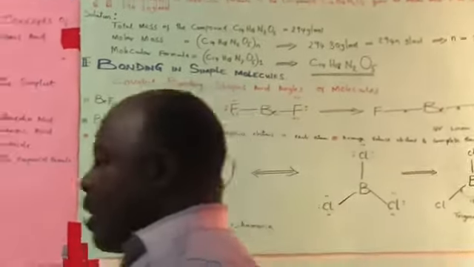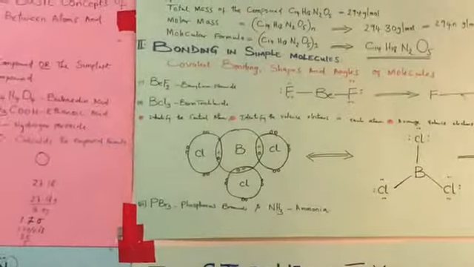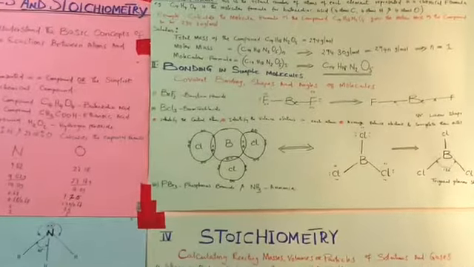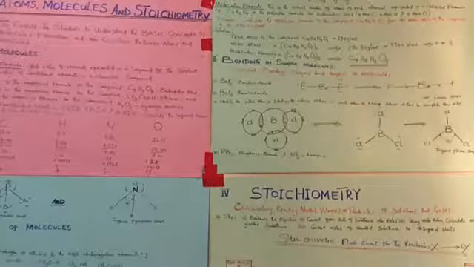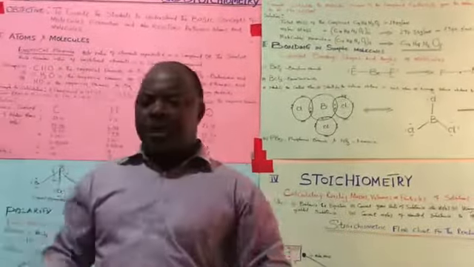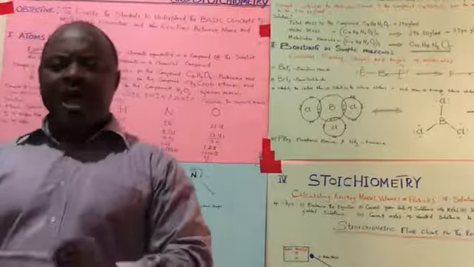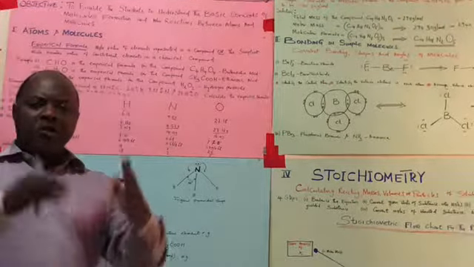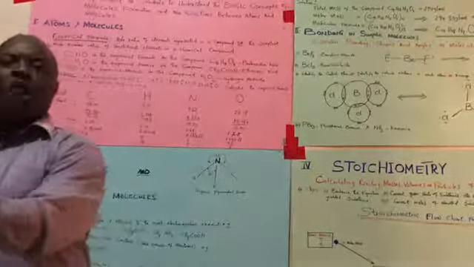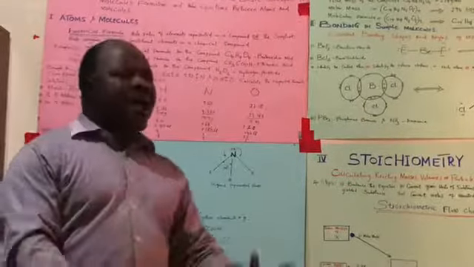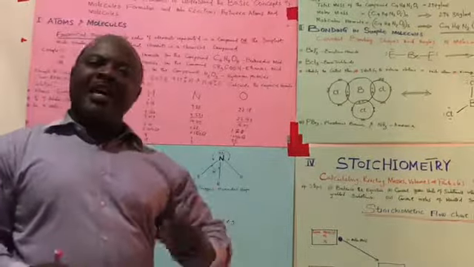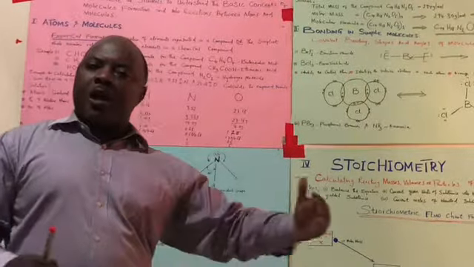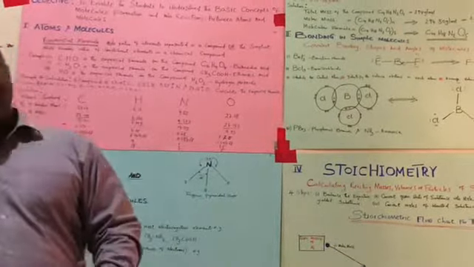Now this takes us to the next topic we call bonding in simple molecules. How does the bonding take place? In every chemical reaction, there must be bonding. For a reaction to take place, there must be breaking of bonds and the formation of new bonds. For every compound to be stable, it must be bonded to itself, or to an atom of another element.